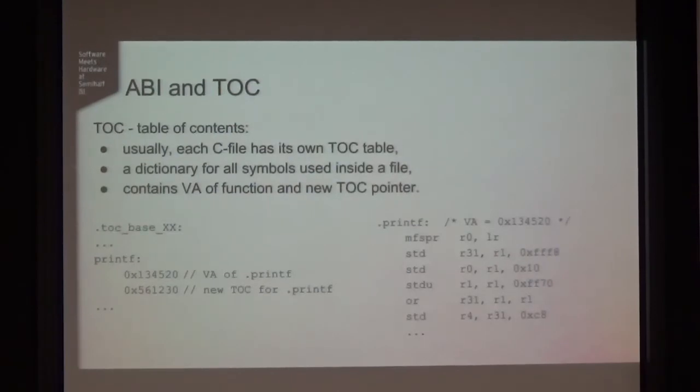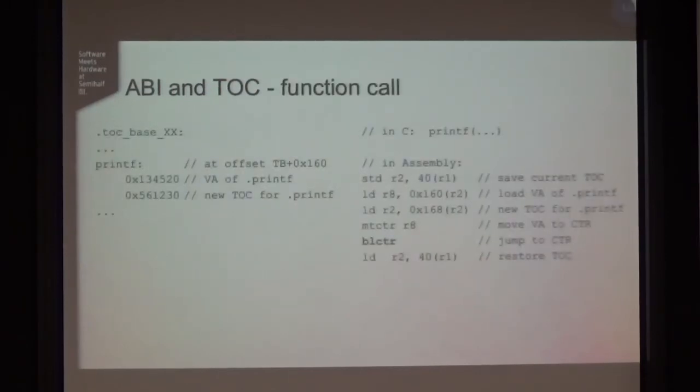So each function which we have in the system has its own TLC table which it uses. So while if we are doing a function call, we also need to replace the TLC table and replace the R2 contents with the new TLC table required by the function we are calling. This is shown with more details on this slide.